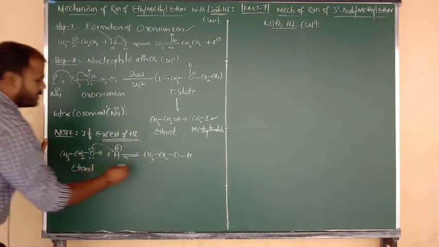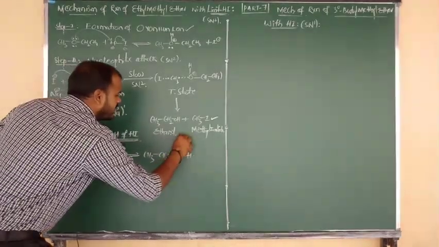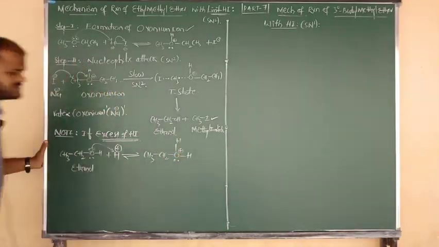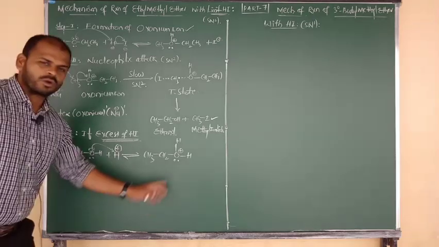Oxygen contains one lone pair as it is, and one of the lone pairs is given to the hydrogen. It contains the charge, which is positive. Understood clearly? Good. So step 1 is protonation.